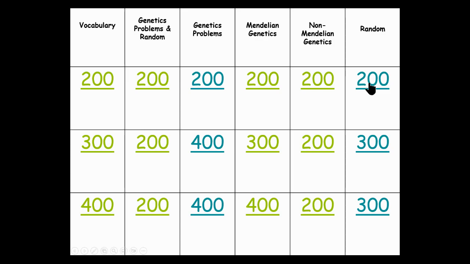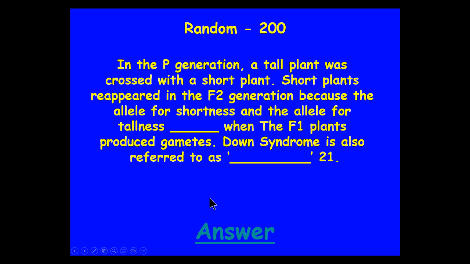All right, on to the random problems. In the P generation, a tall plant was crossed with a short plant. Short plants reappeared in the F2 generation because the allele for shortness and the allele for tallness blank when the F1 plants produced gametes. Down syndrome is also referred to as blank 21.